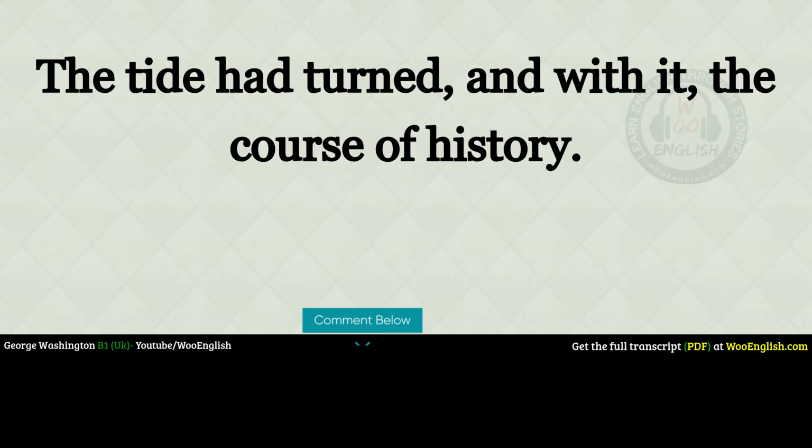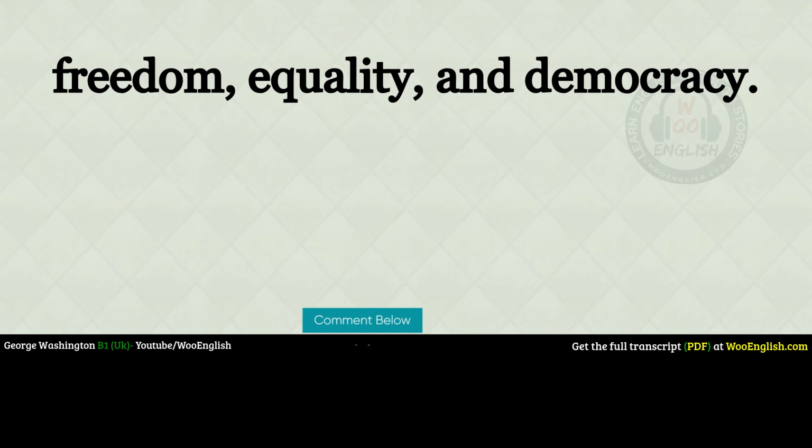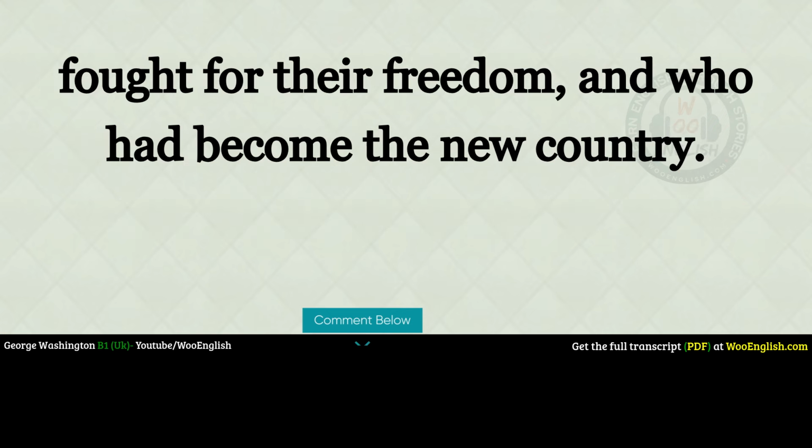The tide had turned, and with it, the course of history. The American Revolution had brought forth a new nation, a nation built on the principles of freedom, equality, and democracy. And at the heart of it all was George Washington, the man who had led them through it all, who had fought for their freedom, and who had become the father of a new country.